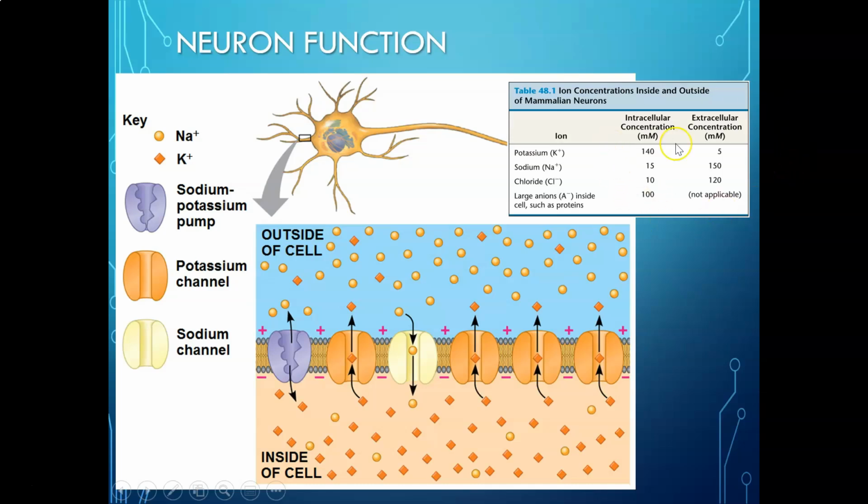So if I take this collectively, that's where that positive overall net charge ends up on the outside, and negative overall net charge ends up on the inside. So negative inside, positive outside, when that cell is not sending a signal.